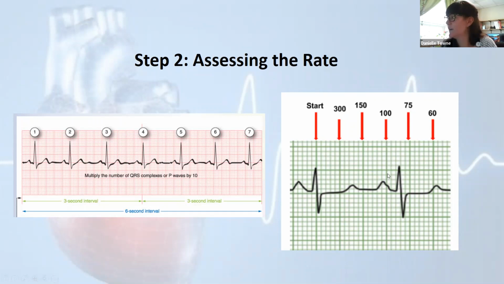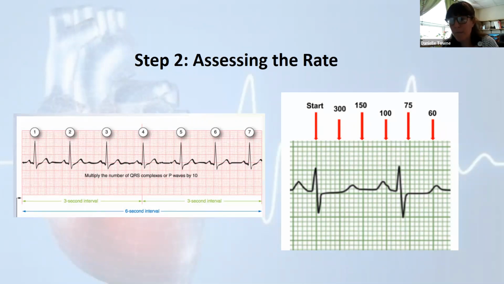So you've got 100 minus 1, 2, 3 boxes, which is minus 15. So we get about 85. So you can see it's a little bit more specific than if we were to count and multiply by 10, because then we'd probably get either 80 or 90. A third method is to divide 1500 by the number of small squares between 2 R waves. In the same example above, if we count them out, there's 18 small squares between these 2 R waves. So we would take 1500 divided by 18 and get about 84 beats a minute.